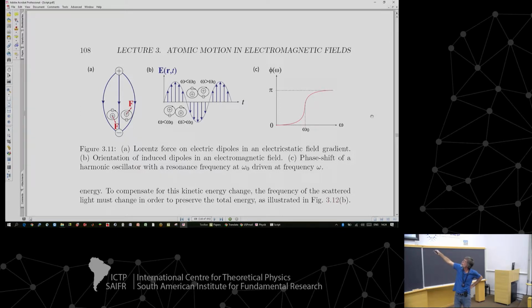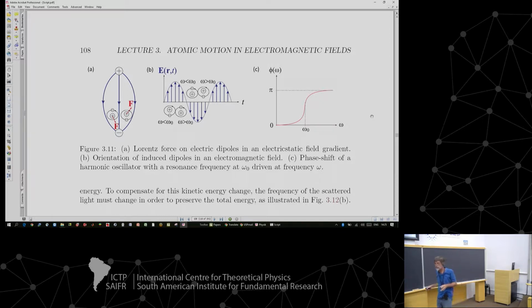What you see here is the dipole which is induced by the electric field in the atom. Now below resonance they are in phase, but above resonance there is a phase shift of pi. This is a prediction of the harmonic oscillator simply, there's nothing else than the harmonic oscillator. That means above resonance it's anti-phase, so here you experience a force which is directed towards the field maximum, and here towards the field minimum. And this is exactly what is happening.